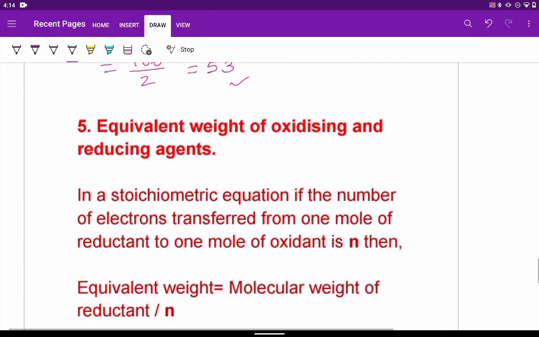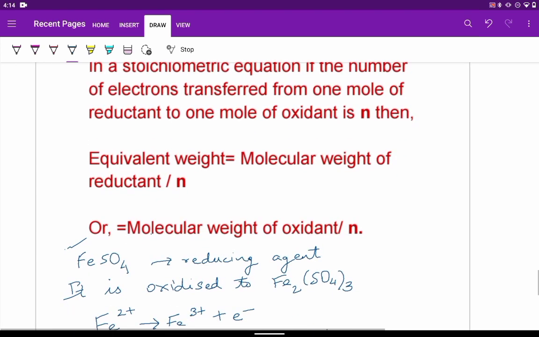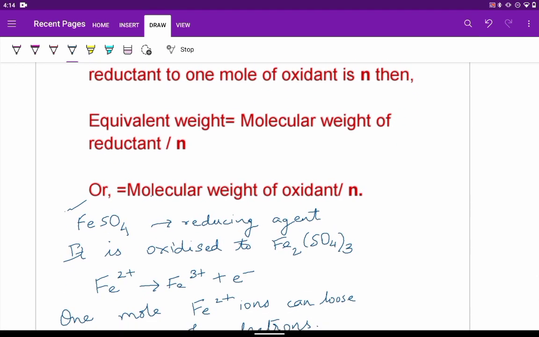Next is equivalent weight of oxidizing and reducing agents. Now whenever there is a stoichiometric equation, when the number of electrons transferred from 1 mole of the reductant to 1 mole of oxidant is n, then equivalent weight will be equal to molecular weight of the reductant divided by n, that is number of electrons transferred. Or we can say it is molecular weight of the oxidant divided by n.